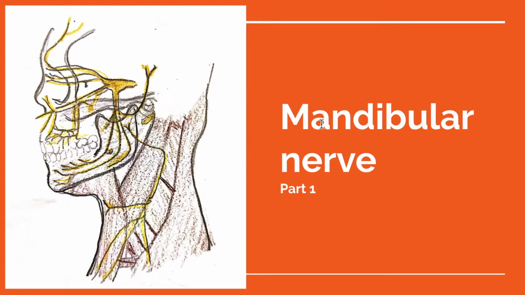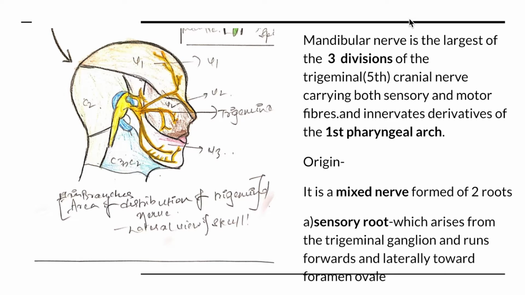Okay, so let's talk about the mandibular nerve now. The mandibular nerve is the largest of the three divisions of the trigeminal, or the fifth cranial nerve, carrying both sensory and motor fibers. As you can see in this diagram, the trigeminal nerve has three divisions: the ophthalmic, the maxillary, and the mandibular division.